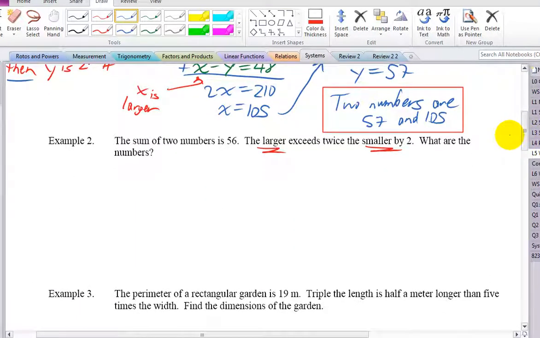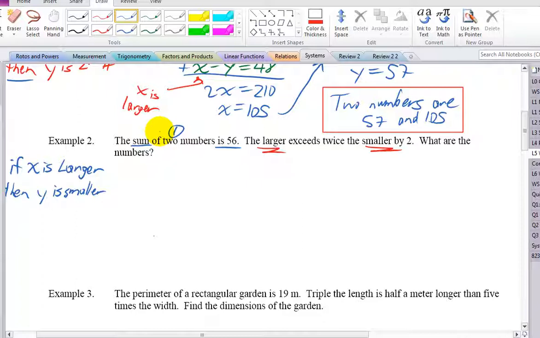The sum of two numbers is 56. Okay, that's important. The larger and smaller. Now they're talking about larger and smaller. So for the if-then statement, we should talk about that too. If x is the larger, they could have made it the smaller, didn't matter, then y is smaller. Okay. So what's equation number 1 from the first sentence?